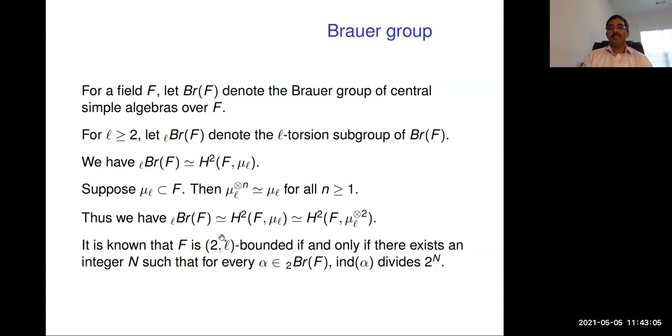So if you take an element in the L-torsion Brauer group of F, suppose it is 2L bounded. That means this element alpha in the L-torsion Brauer group of F is a tensor product of finitely many cyclic algebras, some bounded number. So therefore the index is at most L power n. And for the converse, of course, you have to look at the generic algebras, and we know that every L-torsion central simple algebra is a product of cyclic algebras, and you look at the generic algebra, and then you specialize that. So if the index of alpha divides L power n, then you can get that it's 2L bounded using generic algebras.